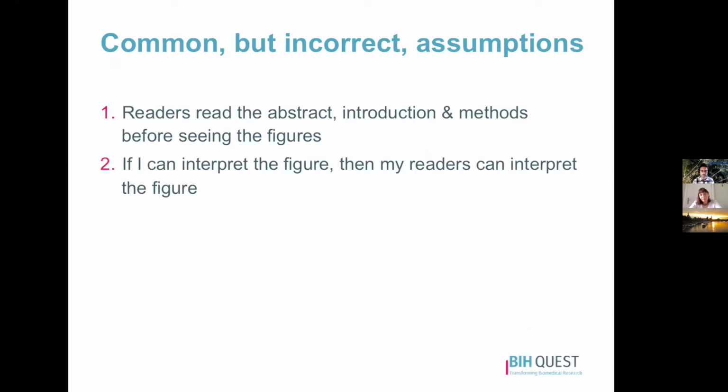Okay, when people are just starting to make their graphics, there are 2 common but incorrect assumptions that they make. So I want to take a minute just to highlight these 2 incorrect assumptions. The first is that authors often assume that readers are reading the paper in the order in which it was meant to be read. So they start with the title and abstract, and then they read the introduction, and they carefully review the methods, and they've done all that before they get to the figures.